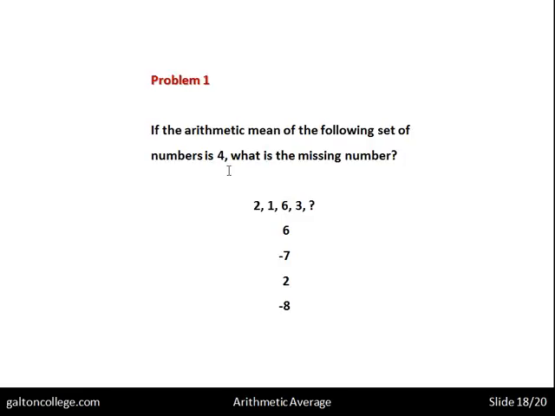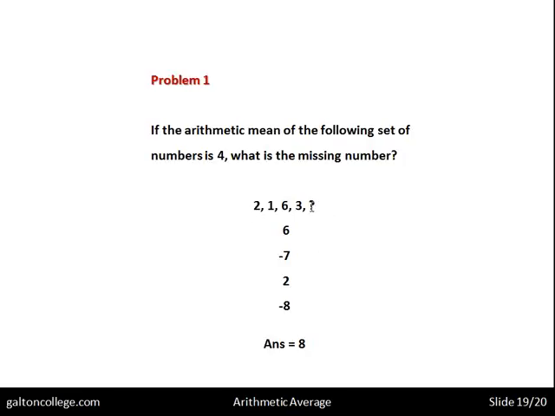We know that the average is 4. That means the sum of these numbers must be 20. So the sum of the numbers must be 20. And the answer, therefore, is 8. Because 8 is the only number which will give us the average of 4.